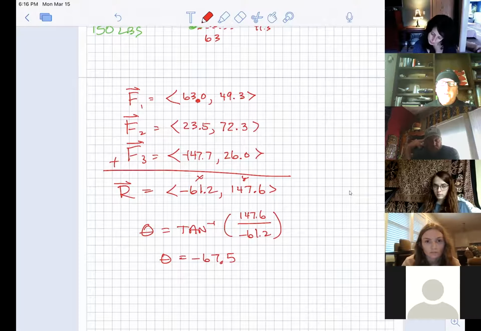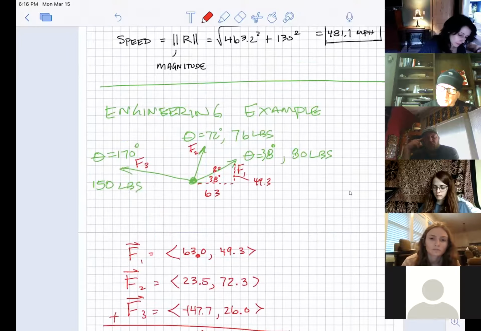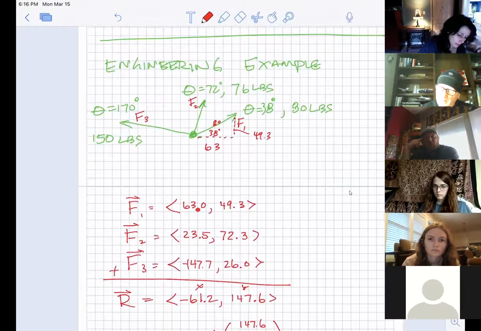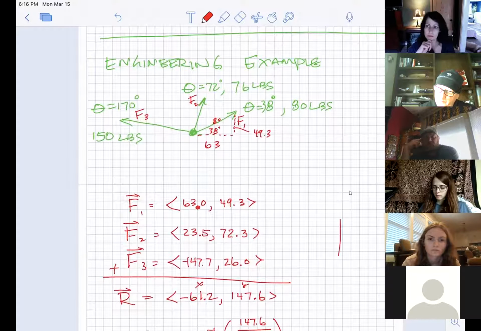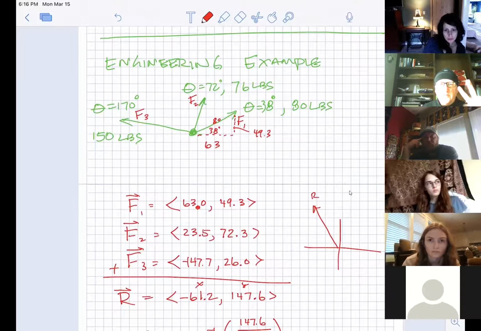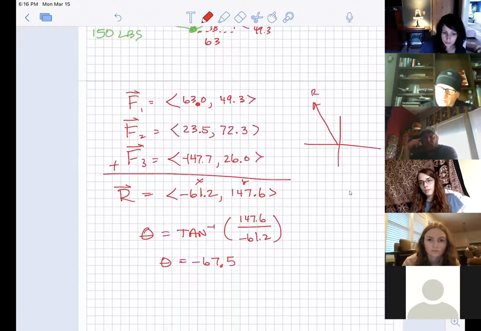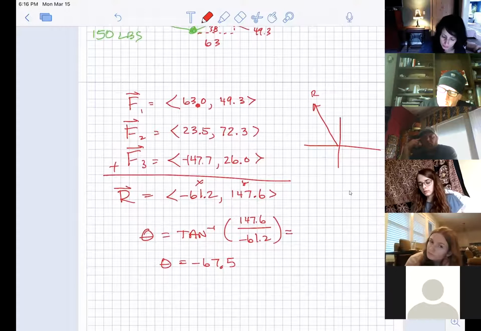I didn't get 113. Remember what my note sheet said? You've got to be careful if your resultant is where? From our picture a second ago, wasn't our resultant right there? That's in the second quadrant. The calculator didn't give us the second quadrant answer. Remember, tangent cannot distinguish between these two problems.